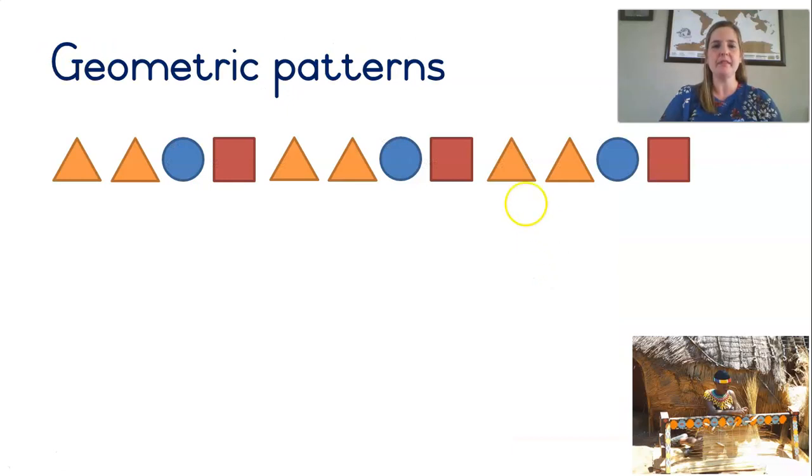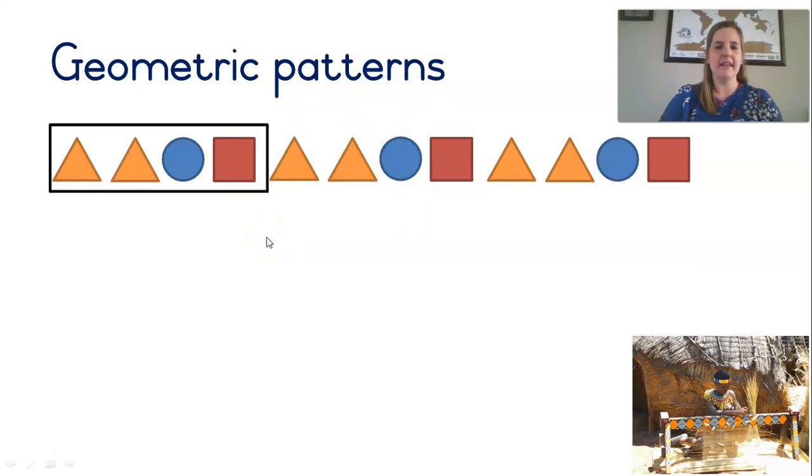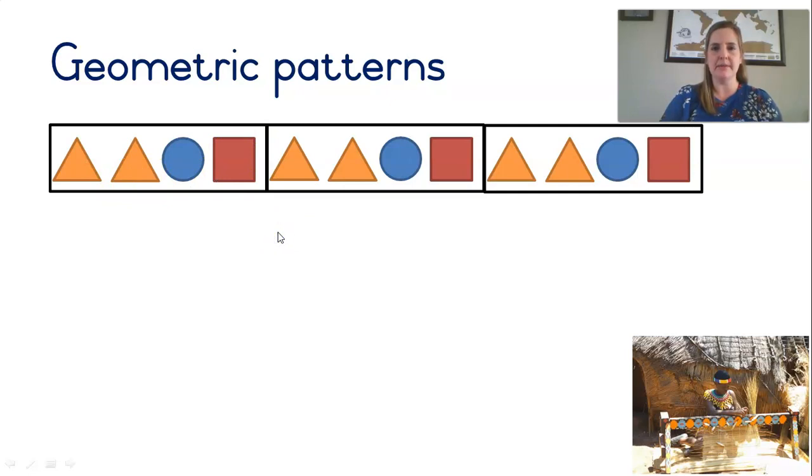Okay, so here's a geometric pattern. Let's say it together. Triangle, triangle, circle, square. Triangle, triangle, circle, square. Do you see that? Let's look at another one. It's repeated. So here is the full pattern, and it's repeated once, twice, 3 times. That's what you need to do in order to call it a pattern. A pattern is something that repeats.